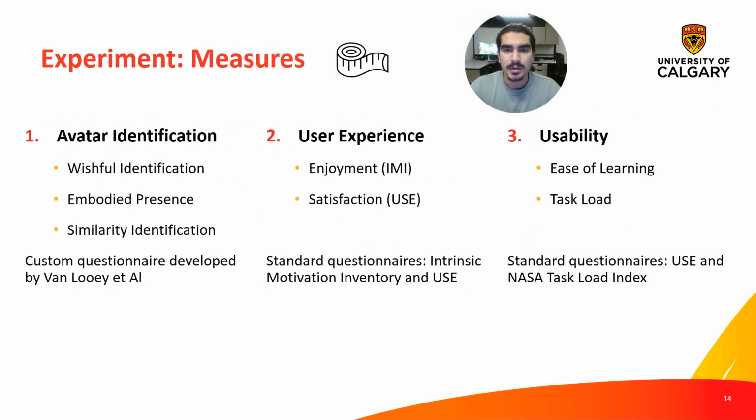During the experiment, we collected data from the participants using questionnaires. We grouped the measures into 3 categories: avatar identification, which refers to how much users identify with their avatars; user experience, which encompasses aspects such as enjoyment and satisfaction; and usability, which determines the effectiveness and accessibility of the system. We used standardized questionnaires for each of these measures.